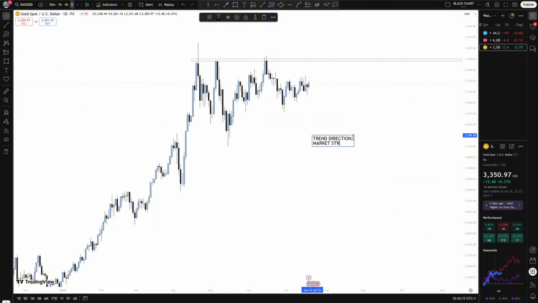Next one is market structure, just like this. This is the second thing you need to pay attention to whenever you want to grow a small account. You pay attention to trend. First of all, you identify the trend of the market and where the market is heading to.